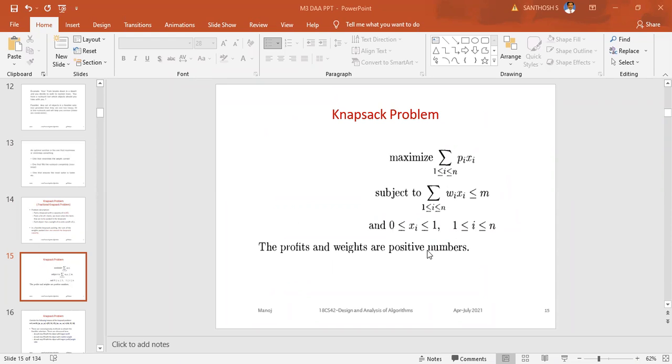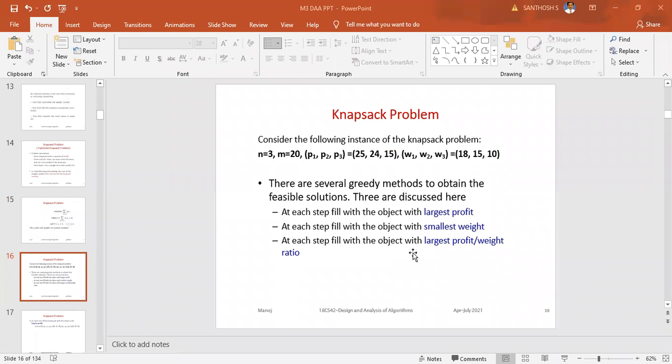The profits and weights are positive integers. Keep this in your mind. The profits and weights are positive integers. Okay, so now you come for the problem. This is a very, very important thing you have to go through with this particular problem.